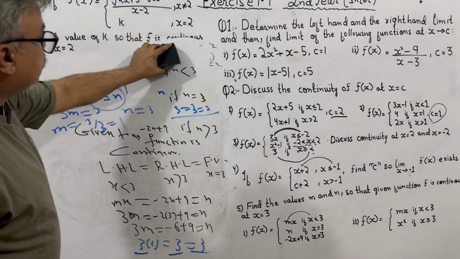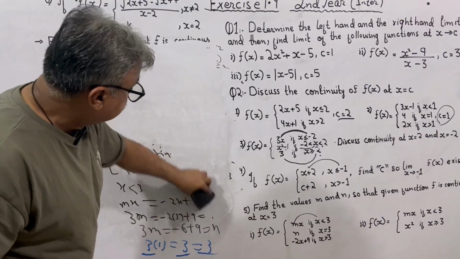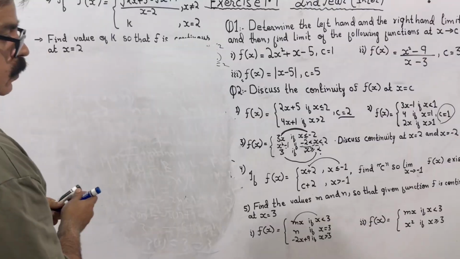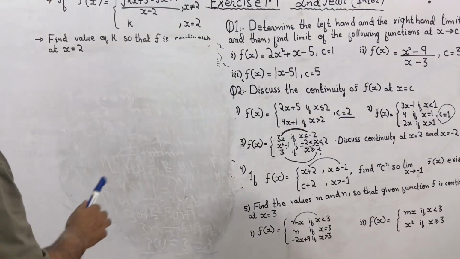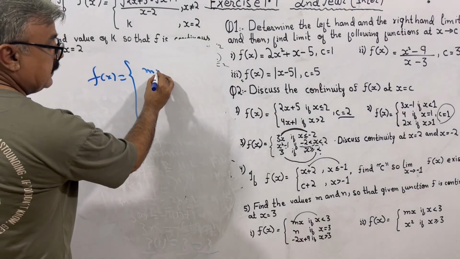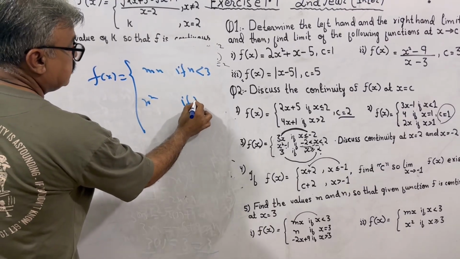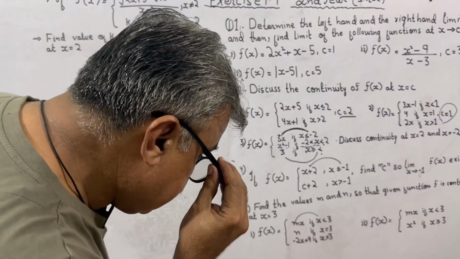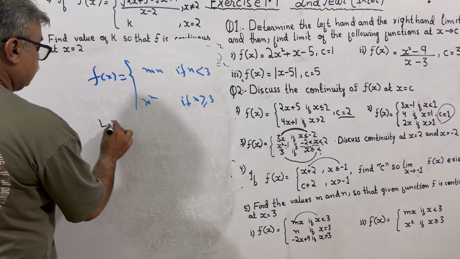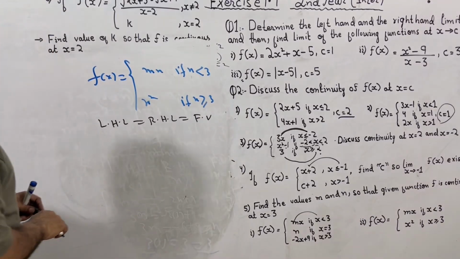Moving towards the second last question, a one liner for you, then the final question. At x is equal to 3, we have to check, find m. F of x means we have mx if x is less than 3. It is x square if x is greater than or equal to 3. Okay, cool. Here, left hand limit is equal to right hand limit is equal to function value, because it is given to us that the function is continuous.